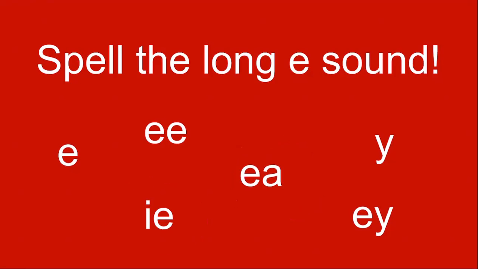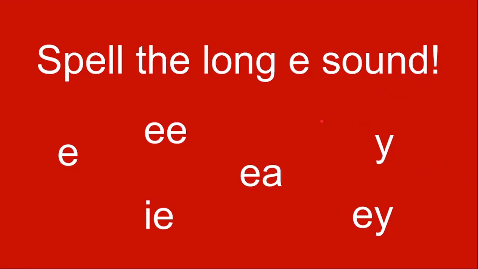Now, at the end of a word, the Y is the most common way to spell the E sound, like baby, happy, silly, all those words. Multi-syllable words that end with an E sound, the majority of them are spelled with the Y. We do have a few words where we use the EY, and we'll look at those. And that's at the end of a word, okay?